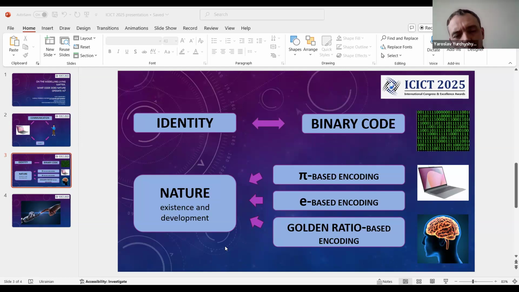Genes double when cells divide. The DNA molecule is a double helix. The world around us is fundamentally based on rotational motion. Our Earth revolves around the Sun. It is believed that electrons move around the nucleus. Circular motion is described using the transcendental number pi.